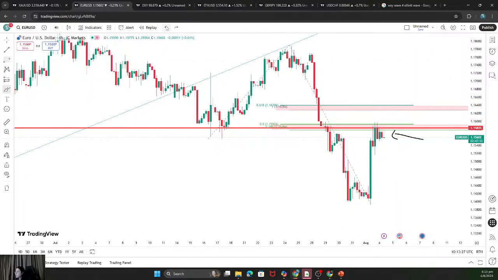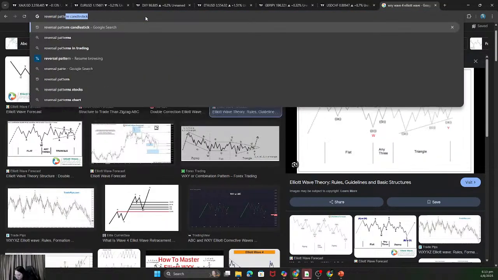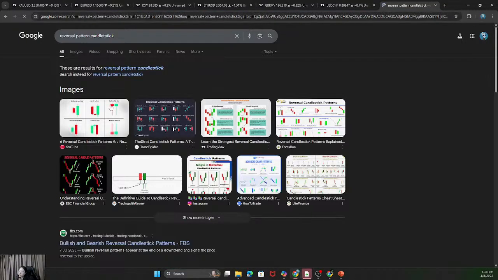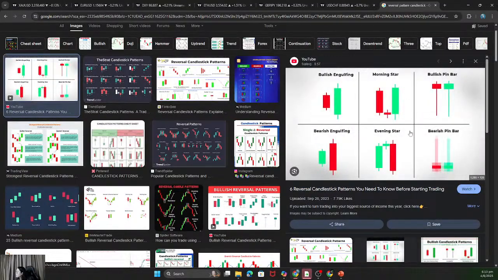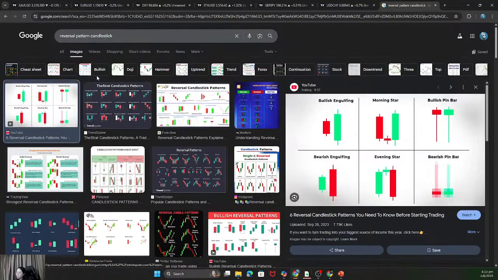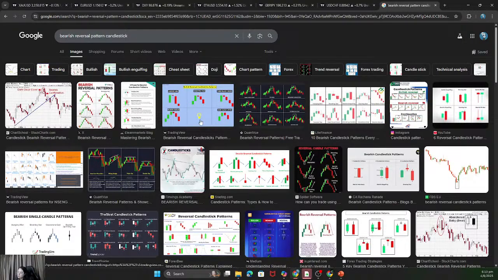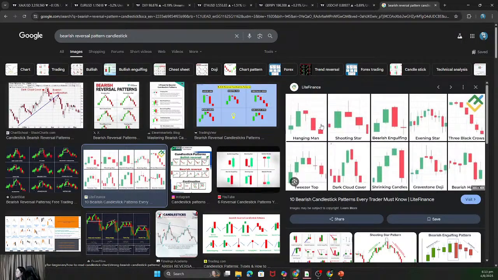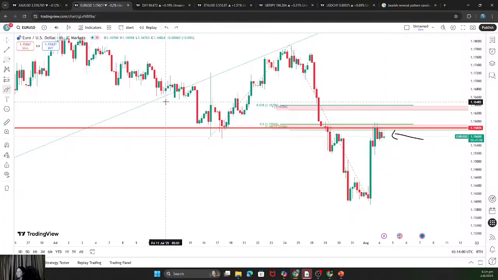So what I'm going to do is wait for a reversal pattern candlestick. If a reversal pattern candlestick appears, we want a bearish one. If a bearish reversal pattern candlestick appears, I might enter EUR USD like here, at this zone right here.